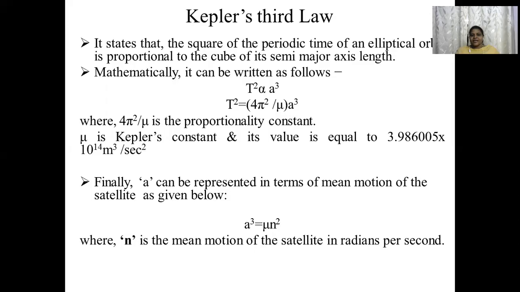Now, finally, we can represent the value of semi-major axis, small a, in terms of mean motion of the satellite, which is represented with small n. So, a cube is equal to mu into n square, where n is the mean motion of the satellite in radians per second.